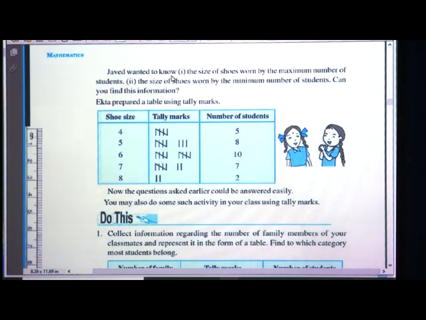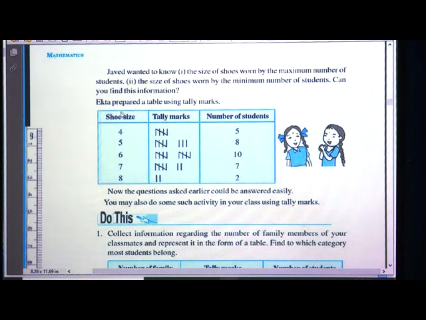Javed wanted to know the size of the shoes worn by the maximum number of students and the size of the shoes worn by the minimum number of students. Can you find this information? Now, it has been asked to find the size of the shoes worn by the maximum number of students and by the minimum number of students. So, first of all we need to make a table wherein we can represent the data.